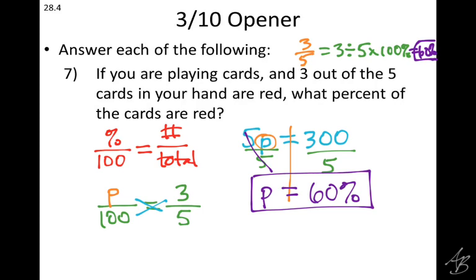Now, a lot of the word problems we're going to do with percents won't work out this way, because sometimes we're going to be looking for the number of something or the total number of something, so this method wouldn't work then. But if we're just looking for the percent, we can usually write it as a fraction first and change it to a percent.